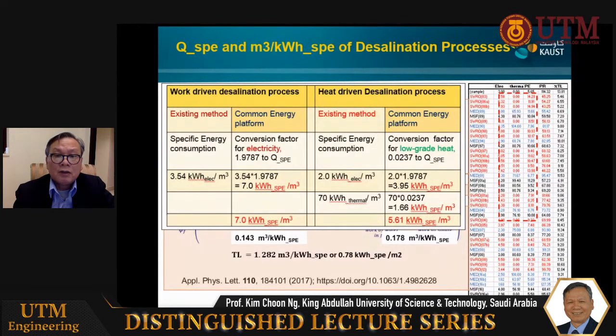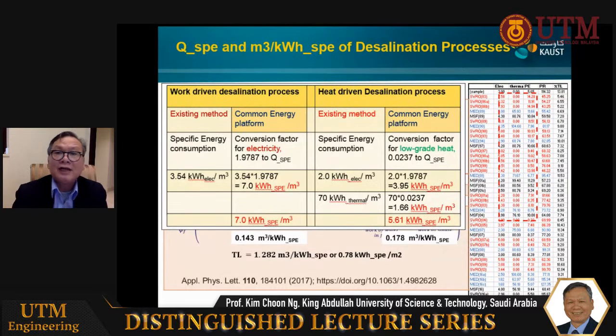Now although they are slightly more efficient in MED, we are still very far from the thermodynamic limit. As you know, the thermodynamic limit is calculated independent of the process at 0.78 kilowatt hour standard primary energy per meter cube. Sorry, there's a typo there, per meter cube. And when you convert to the standard way of output over input, at thermodynamic limit, that water production is about 1.28 meter cube per kilowatt hour standard primary energy.